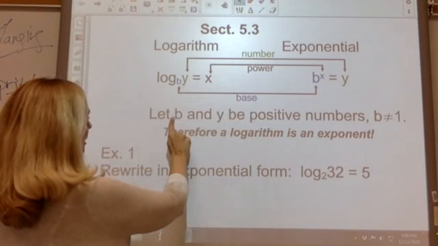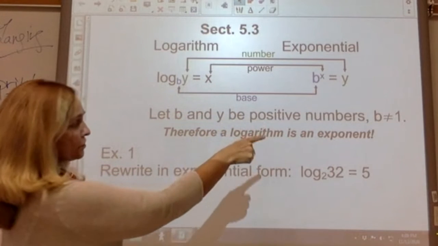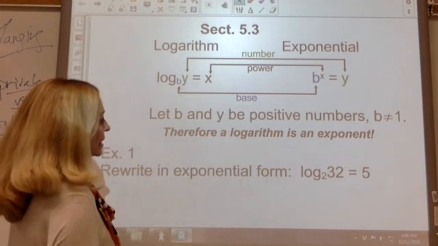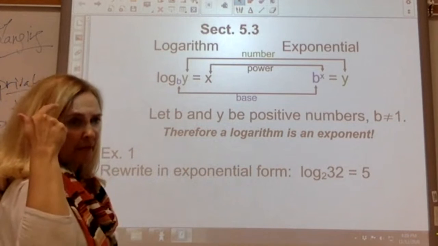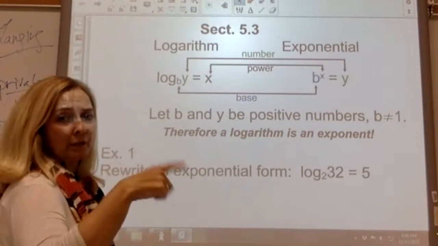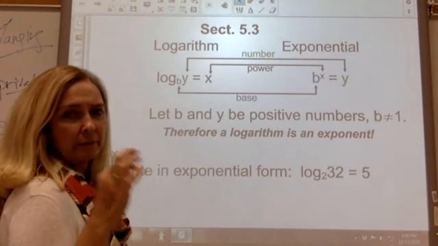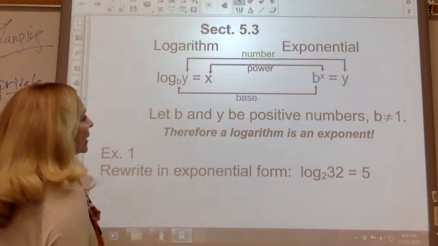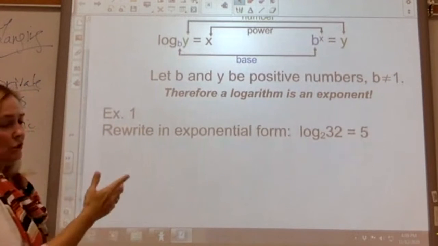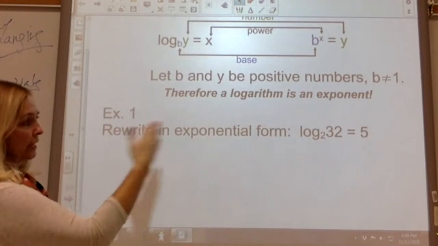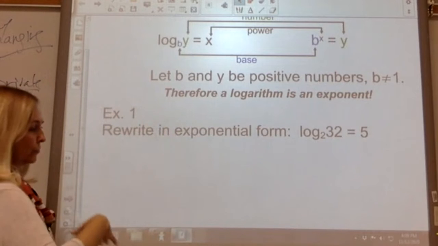And in this, b and y are positive numbers, and b cannot be equal to 1. So as we go through and study logs, just keep in the back of your mind, a logarithm is a power. A logarithm is a power. Okay, so the first thing we're going to do is learn to rewrite it, to switch between exponential form and logarithm form.